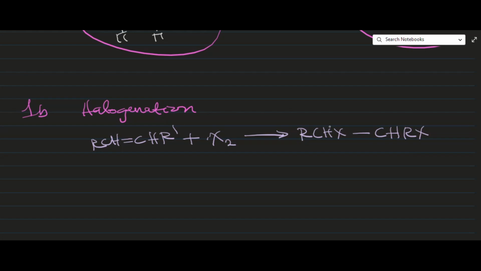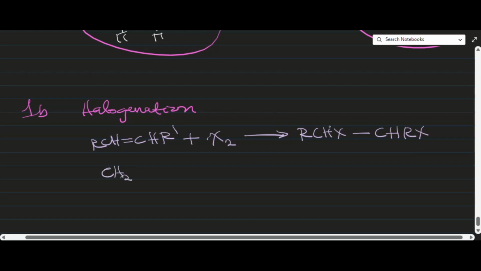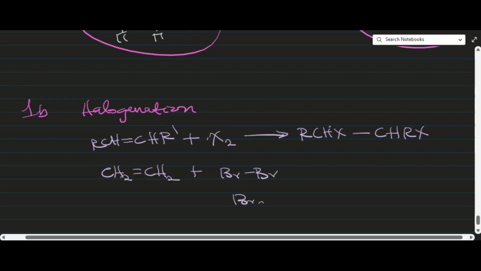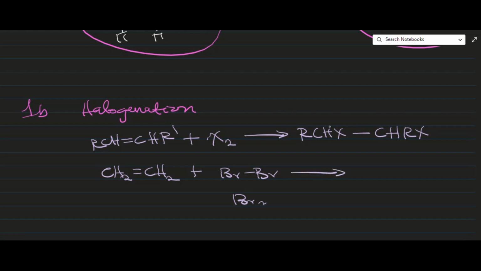So let us use ethene as an example again, CH2 double bond CH2. We are going to use bromine, Br, and then Br, the same thing as Br2. I just break it down like this so you know how the reaction goes. So we are going to have CH2Br, then CH2Br. Remember, I said they will be added across the double bond.